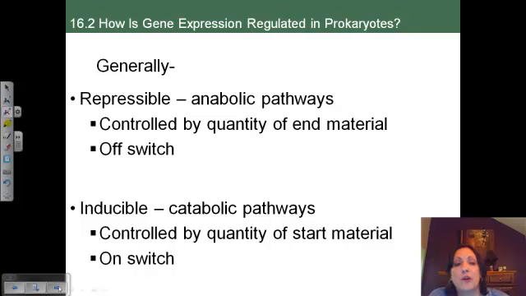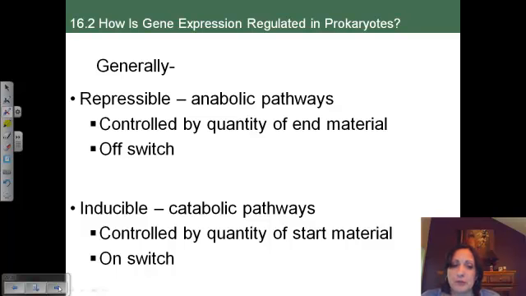Okay, as an overview of what we've just done, there are repressible and inducible systems. A repressible system is used for anabolic pathways, or pathways where you're building something. You don't worry about your starting material. You're trying to make something, but as that product accumulates, you slow down or stop the process of making it, because you don't need any more. So it's controlled by how much product you have. You can look at those as off switches.